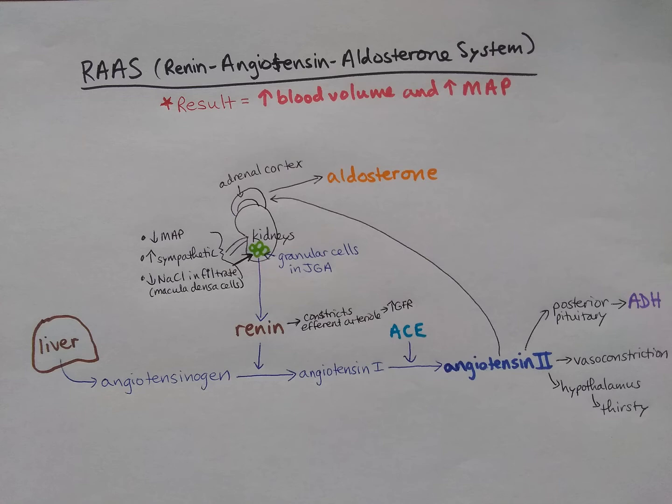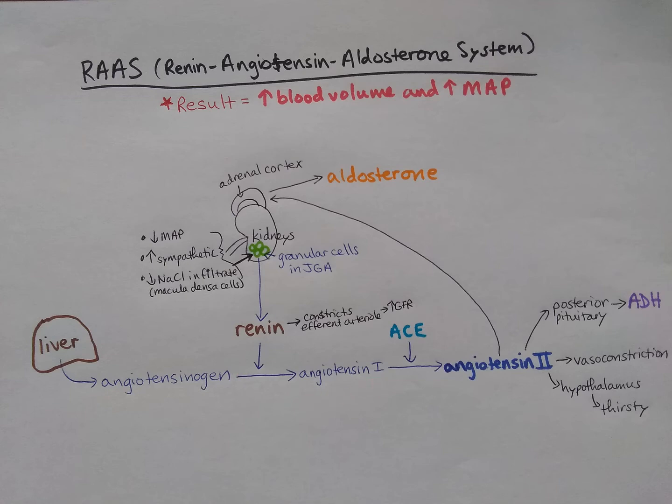And what stimulates the granular cells to release renin will be a drop in blood pressure, increase in sympathetic activity, or a decrease in the salt in the filtrate that's going to become the urine. So the macula densa cells sense that. So renin will be released, and it's going to convert angiotensinogen into angiotensin 1, and that'll happen in the blood.